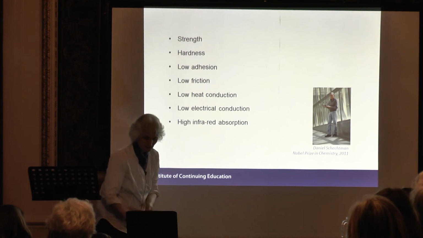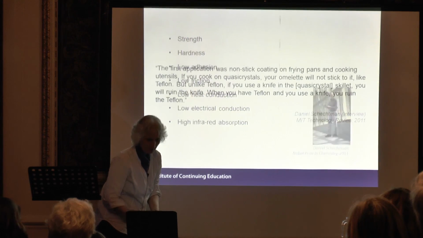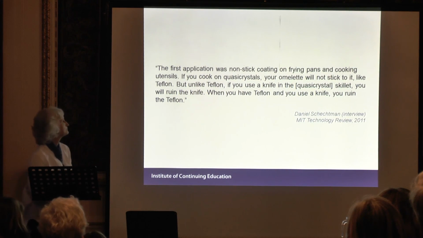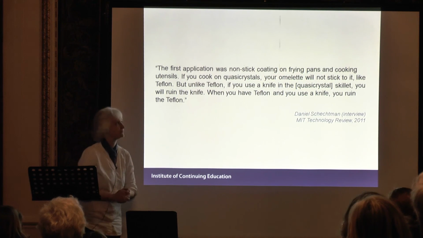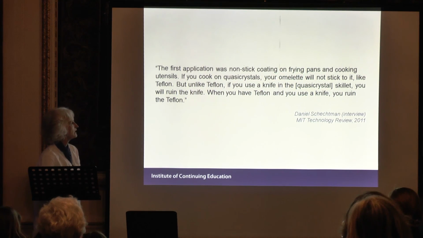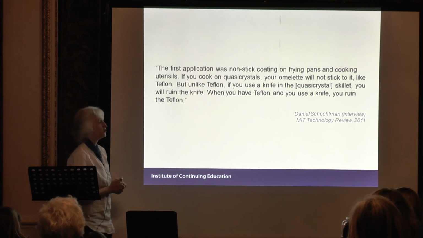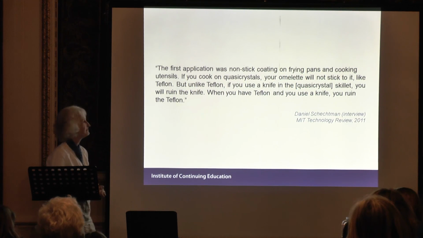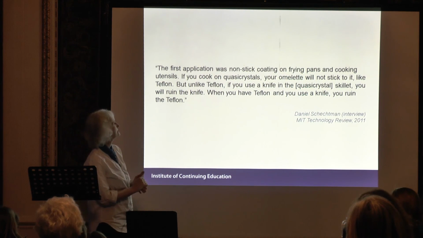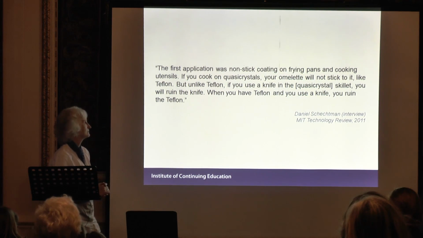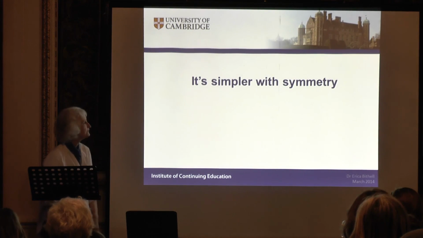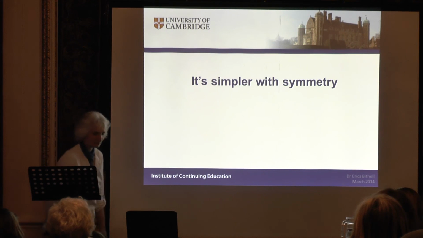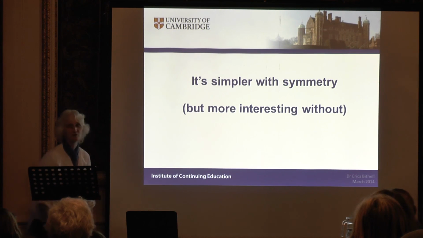I think the nicest example, though, is the one that I read in Daniel Schekman's own words. He said, the very first application was non-stick coating on frying pans and cooking utensils. But if you cook on quasicrystals, your omelette will not stick to it, like Teflon. Unlike Teflon, if you use a knife in the quasicrystal skillet, you will ruin the knife. When you have Teflon and you use a knife, hey, you ruin the Teflon. So I'm going to end up with my title. I still think it's simpler with symmetry, but it's a lot more interesting without.